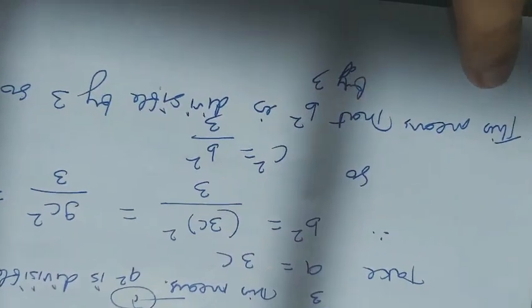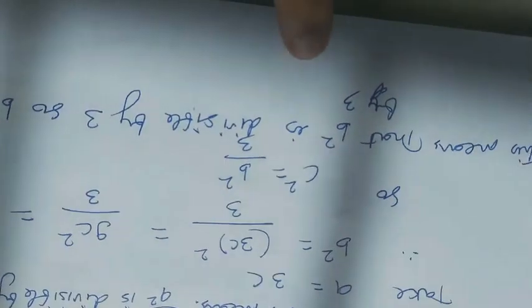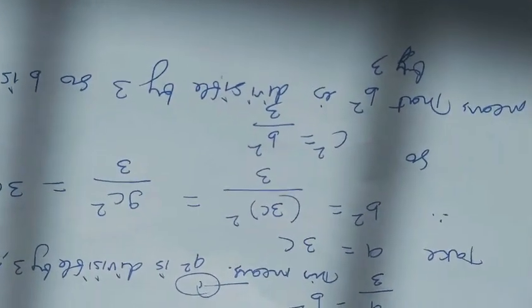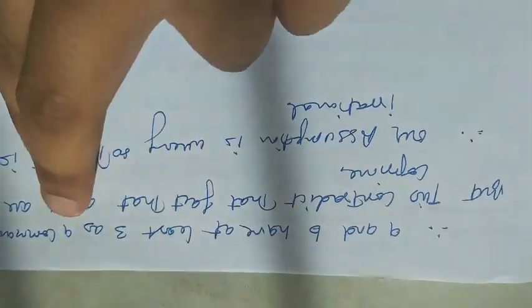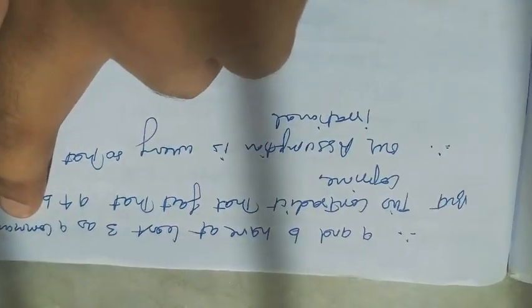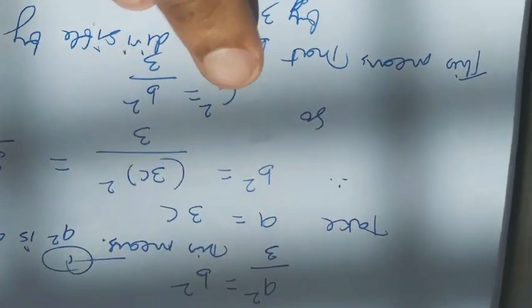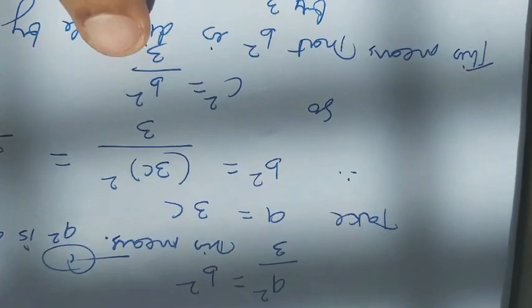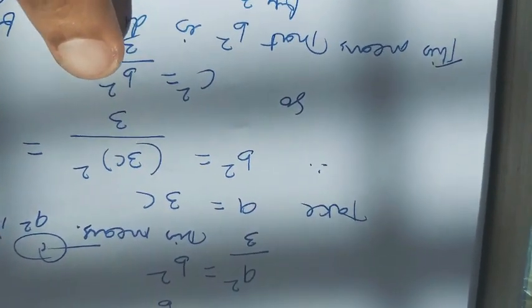Again you can write, this means that b square is divisible by 3, so b is divisible by 3. The same theorem you can write here. After that we find that a and b have at least 3 as a common factor. Why? Look here. When you get c square equals b square by 3, it means that 3 divides b square.